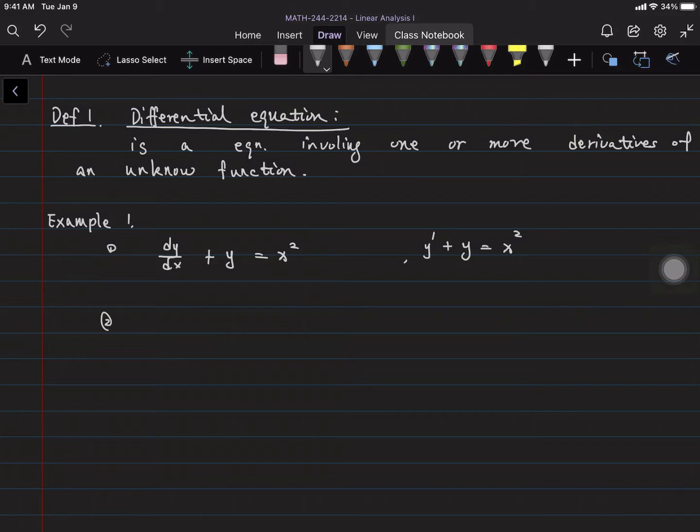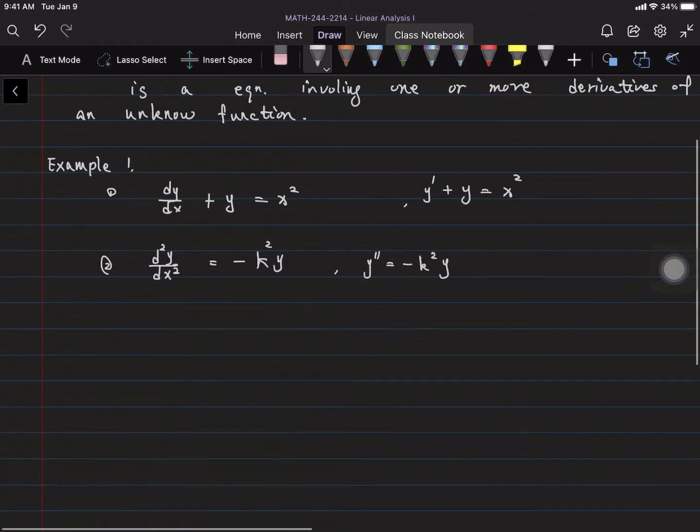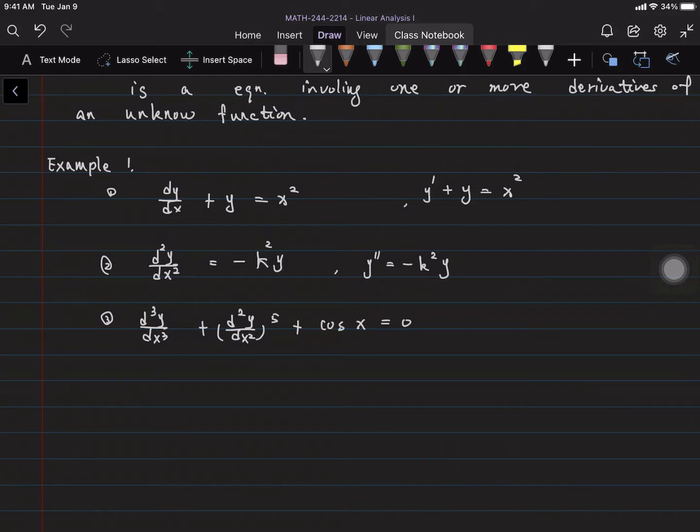And the second one, let's see. We have the second order derivative. Actually, this is the equation for the spring. This is a second order derivative. We can also write this as k squared y. And we can solve for y. y is a function. That's the solution for the differential equation. We can also have a third order differential equation. It looks a little bit more complicated, but they are all differential equations.